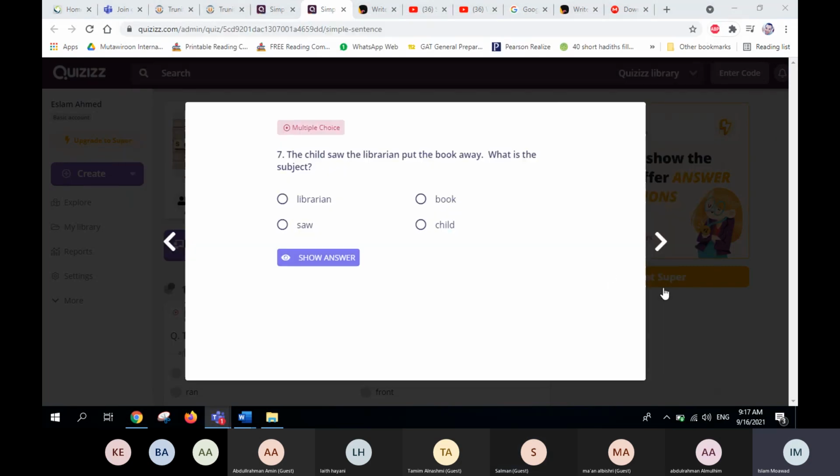And the question here is for Saad. The child saw the librarian put the book away. What's the subject in that sentence? The child. The child is the doer of the action in that sentence. Let's move to number 8.